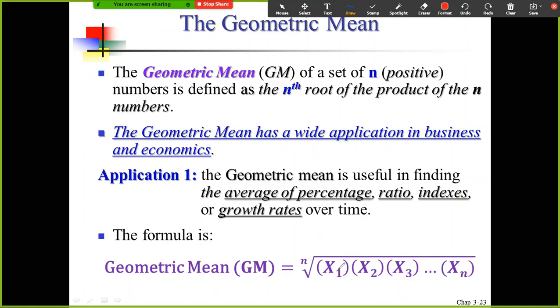Or this is a ratio. It could be ratio 1, ratio 2, ratio 3, ratio 4. Or it could be index 1, index 2, index 3, index 4. X could be a growth rate or something that you study: growth rate 1, growth rate 2, growth rate 3, growth rate 4, up to growth rate n, something like this. Okay, so this is application 1, that means case 1 where you can use the geometric mean.